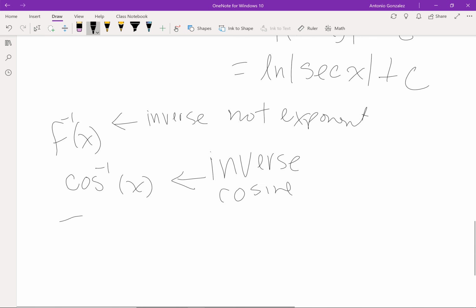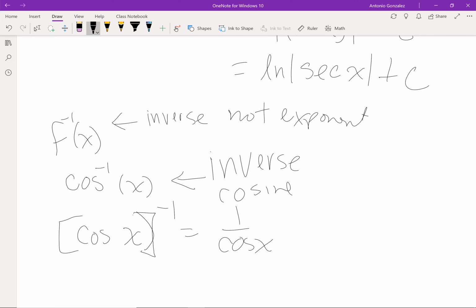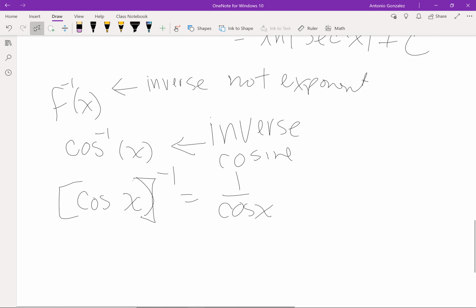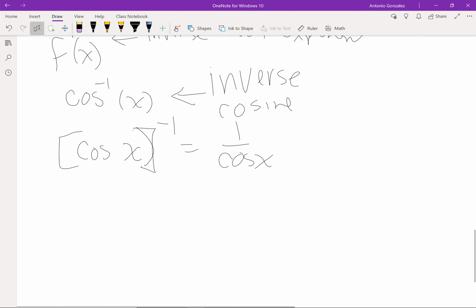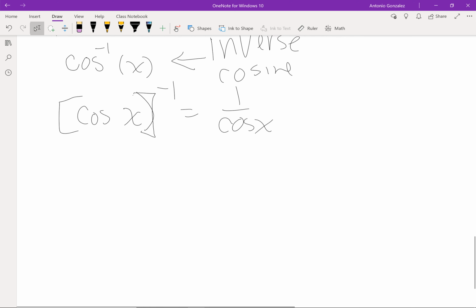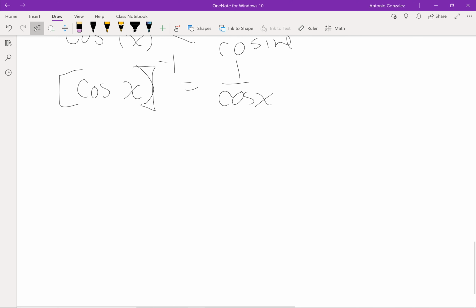Okay? And then when you see something like this, like I had up there, this is 1 over cosine x, right? All right, so just be mindful of that. I see a lot of confusion in how we interpret that. So just be mindful when you're working through problems and you come across this notation. Okay, so those are our new integrals and derivatives. Now we can also find inverses.